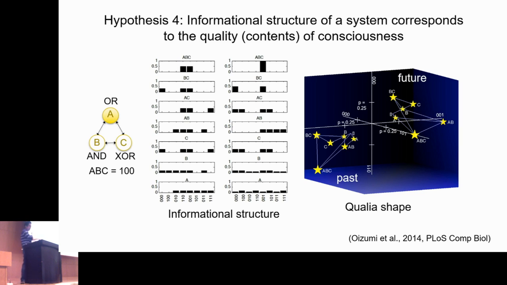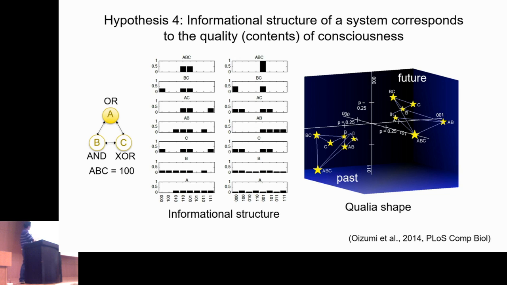Of course, you cannot understand the meaning of this exactly, but this is called informational structure. The point here is that we consider the subsystems as well. In the case of ABC, you need to consider AB or AC or BC, and then we quantify the information BC generates or AC generates. And then the whole structure inside the system corresponds to the quality of consciousness. That's the fourth hypothesis.